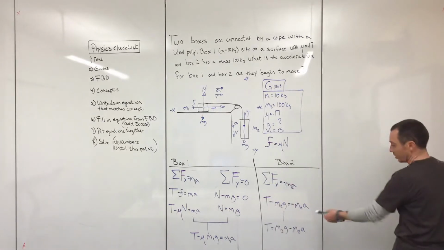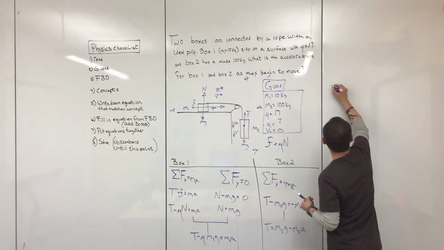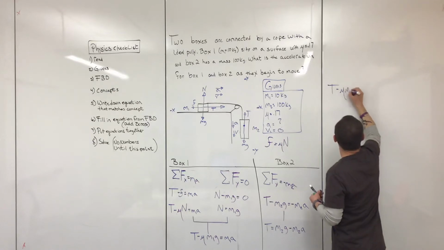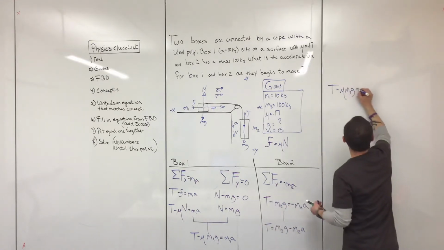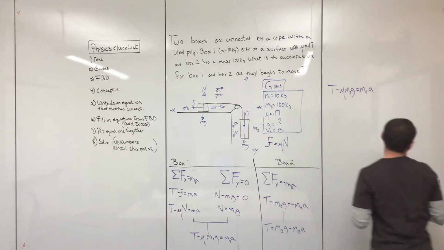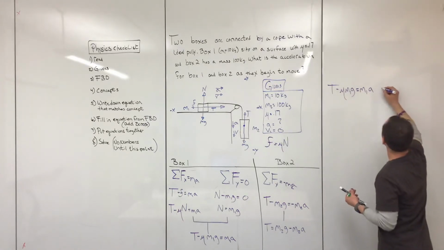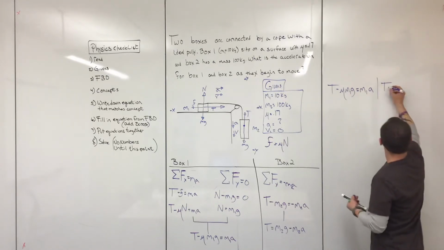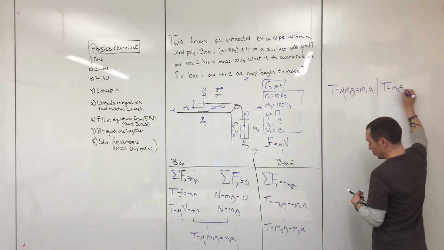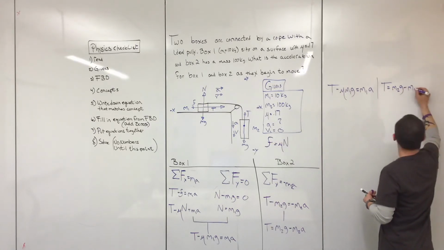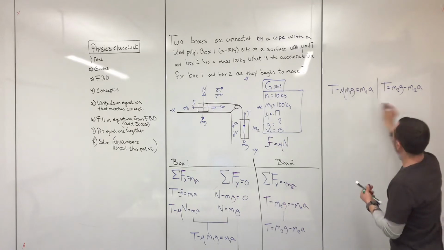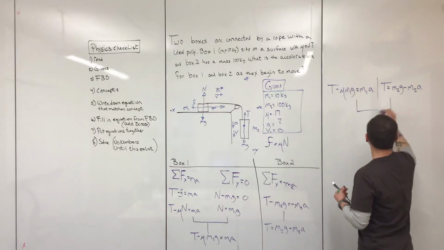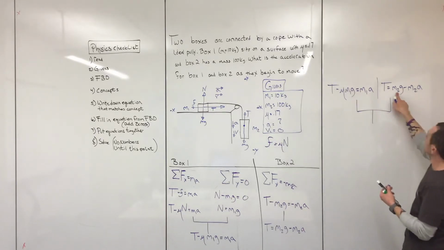Let's put them together. We have the first equation: T minus mu m1g equals m1a. And then we have the second one, which is T equals m2g minus m2a. So we want to put these two equations together. We want to put tension in there, putting this into that one.